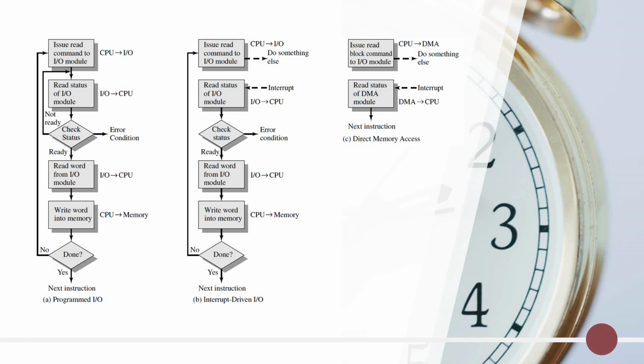Figure C shows the use of DMA. When the processor wishes to read or write a block of data, it issues a command to the DMA module. The processor then continues with other work. It has delegated this I/O operation to the DMA module. The DMA module transfers the entire block of data, one word at a time, directly to or from memory, without going through the processor. When the transfer is complete, the DMA module sends an interrupt signal to the processor. Thus, the processor is involved only at the beginning and end of the transfer.